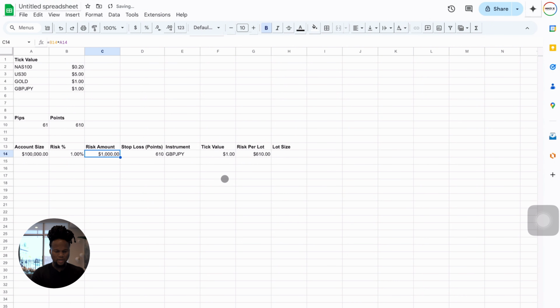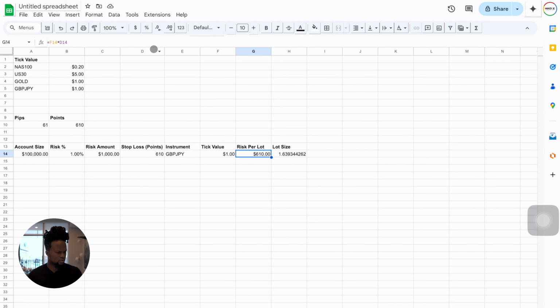And me putting 61 pips there, the 1% risk, $1,000, so 610 points. So with these 610 points, I'm basically going to be risking $610. Remember, this is me risking $610 for this specific trade, and then my lot size is going to be equal to this risk amount divided by the risk per lot, which is 1.6, right? So my lot size should be 1.6 if I really want to risk $600, right?